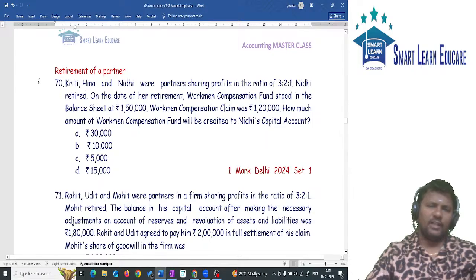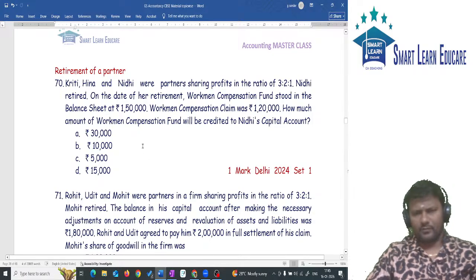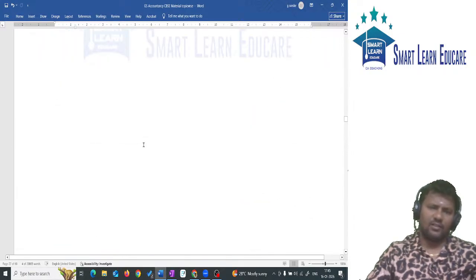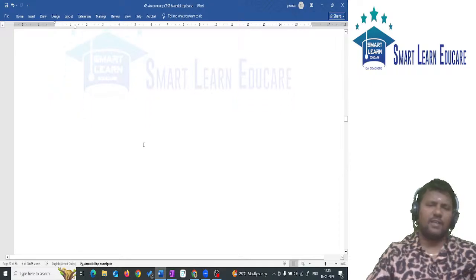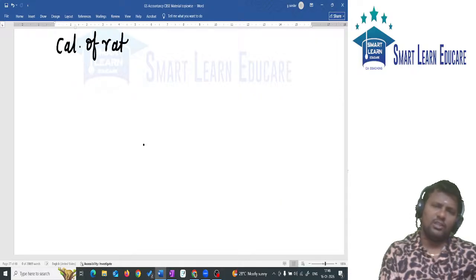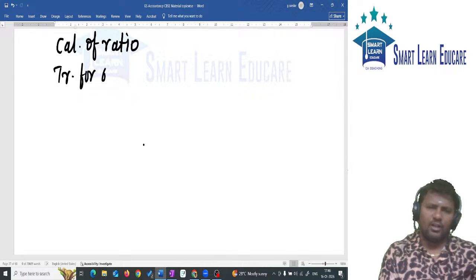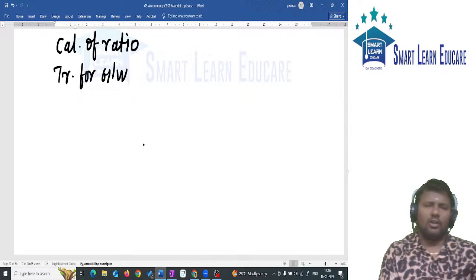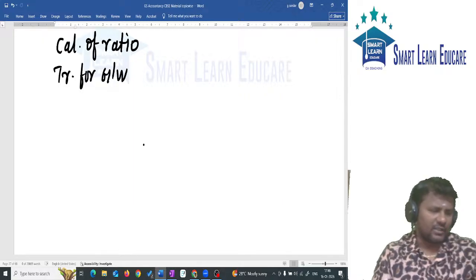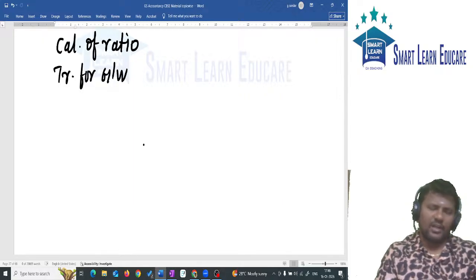Now we will proceed with the next topic, retirement of partner. In case of retirement of partner also we have the same steps. What steps we have for admission, same steps we have for retirement also. Step number 1, calculation of ratio. No change in step number 1. Step number 2, treatment for goodwill. For goodwill also there is no change, because earlier we had two methods, premium and memorandum method. Now we have only one method. What is that method? It is memorandum method.